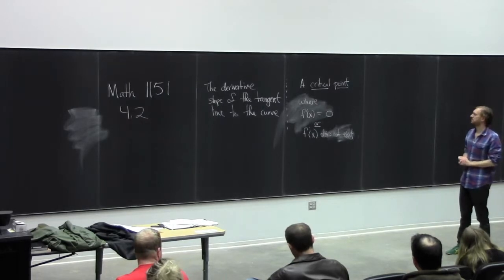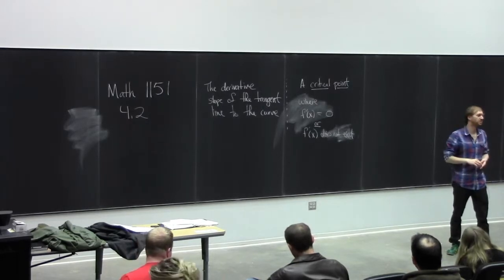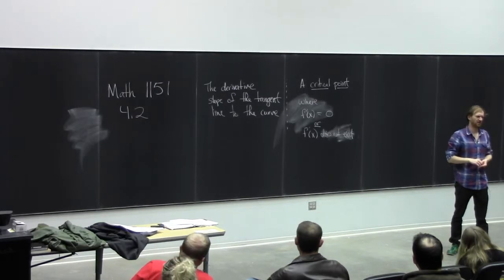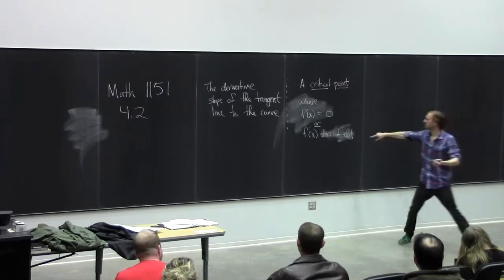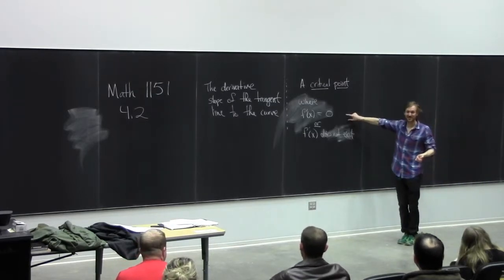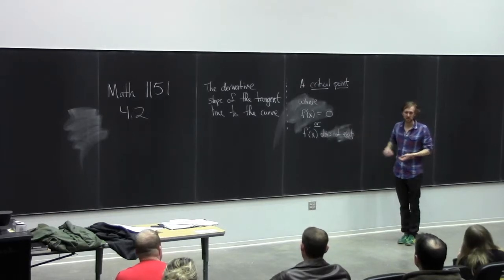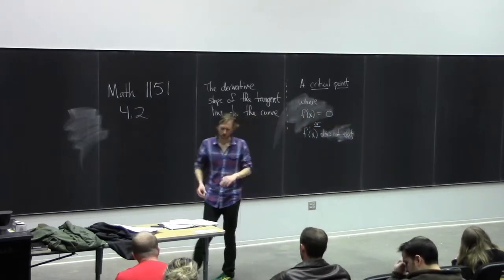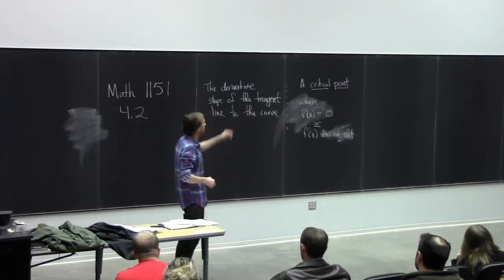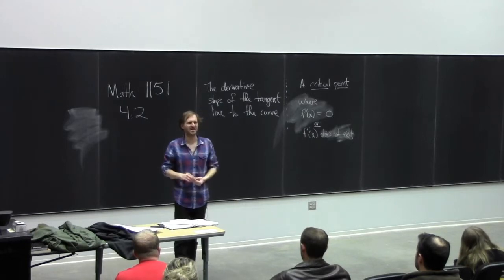F prime of x equals 0. And this is important because it wouldn't surprise me if on the exam we say find all critical points. And you're like, oh crap, what are critical points, right? If you don't know that there's these two parts to it, this one most people remember. This one not as much. So remember this too. Okay, so critical points, and why would anybody care about critical points?